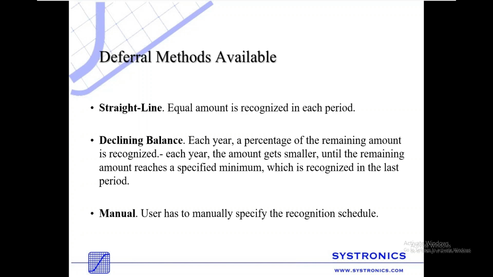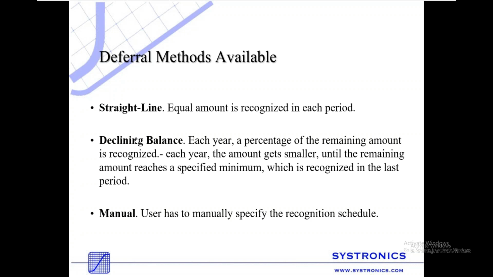There are three types of deferral methods that are supported by revenue and expense deferrals. The straight line method, where we recognize equal amounts for each period. The declining balance, where we recognize a percentage of the remaining amount for each year. And the manual method, where we manually specify the recognition schedule.